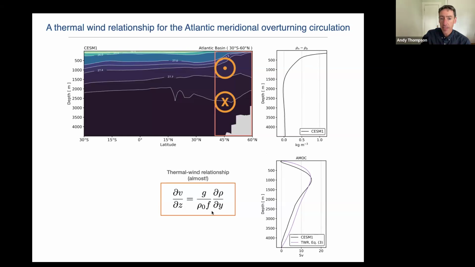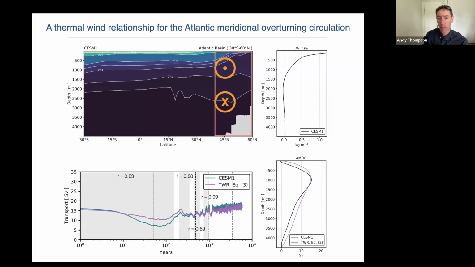And so I can take this density difference, I can take this equation here, I can integrate it twice with respect to depth to move from a vertically sheared velocity to a transport, which is the overturning transport. I have boundary conditions at the top and the bottom, which is the stream function has to go to 0 at the top and the bottom. And it allows me actually to reconstruct the overturning circulation using this thermal wind relationship. That's what's in the purple curve. And you can see there, at least comparing that in CESM1, it tends to do a pretty good job.